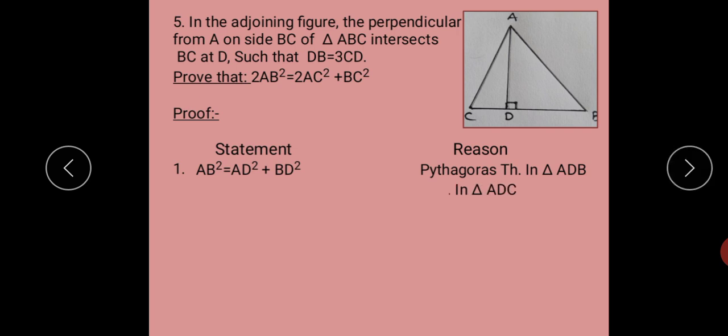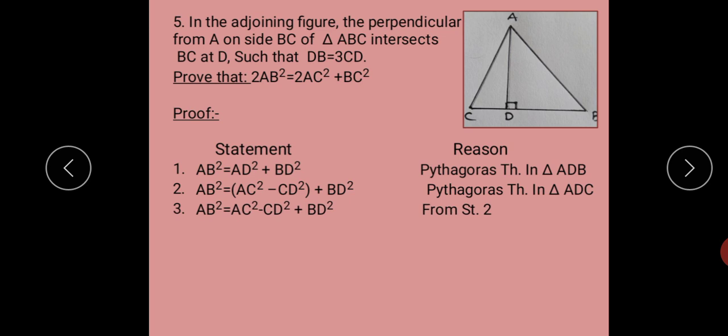square is equal to hypotenuse square minus base square. I'll show you the second statement. AD square is equal to AC square minus CD square. That is, height square is equal to hypotenuse square minus base square. We have applied Pythagoras theorem in right triangle ADC. We'll remove the bracket. And now AB square is equal to AC square. Now CD is there and BD is there. We have to express both in terms of BC.